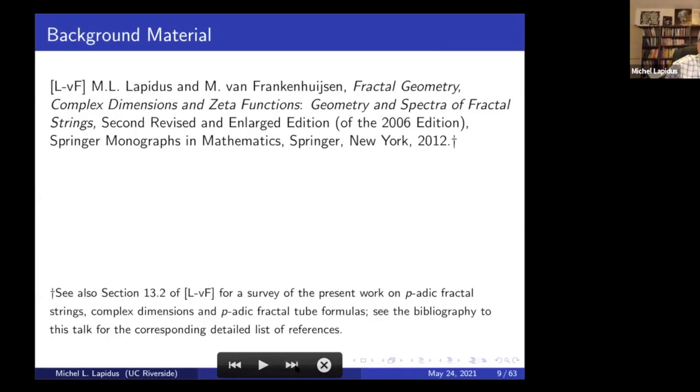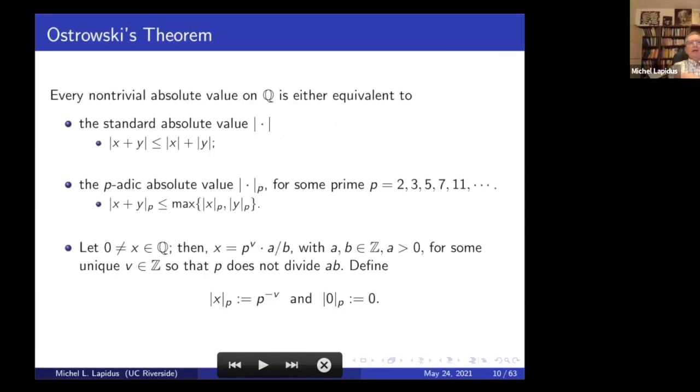Okay, and I've mentioned this book already, Fractal Geometry, Complex Dimensions and Zeta Functions, which gives a theory of complex dimensions in the case of real fractal strings, in the real line. All right, so as we know, Ostrowski's theorem says that every non-trivial absolute value on Q, on the field of rational numbers, is either equivalent to the usual absolute value of the rational numbers or the p-adic absolute value for some prime p. And of course, we know how to define the p-adic absolute value.